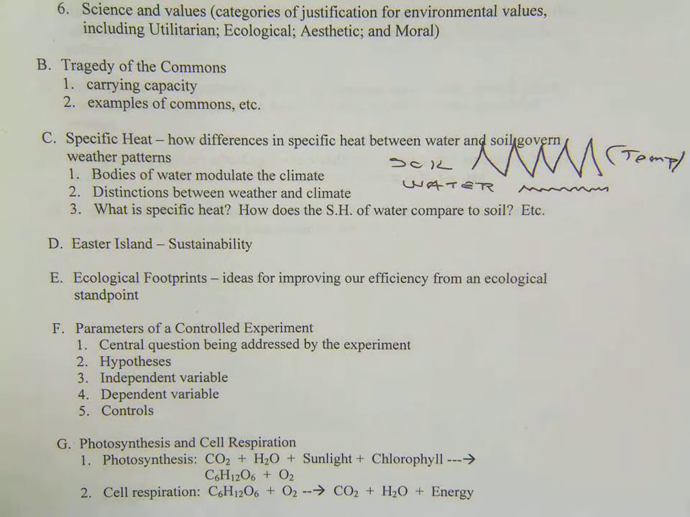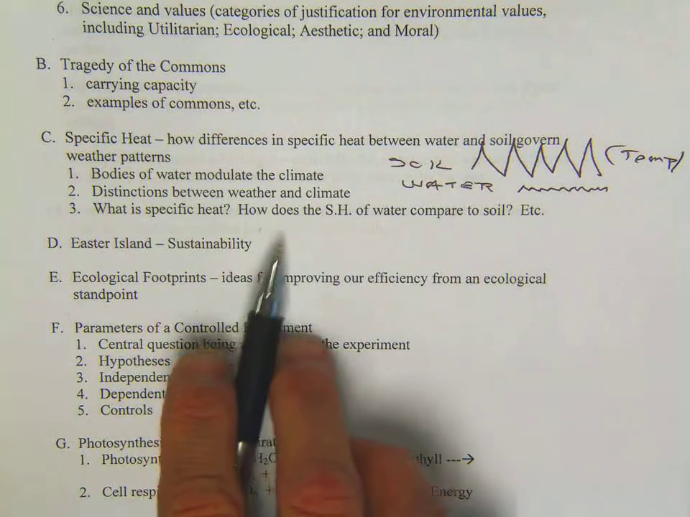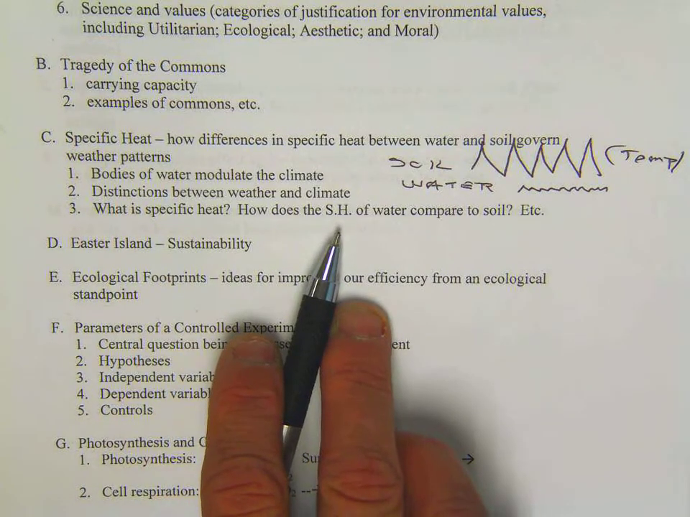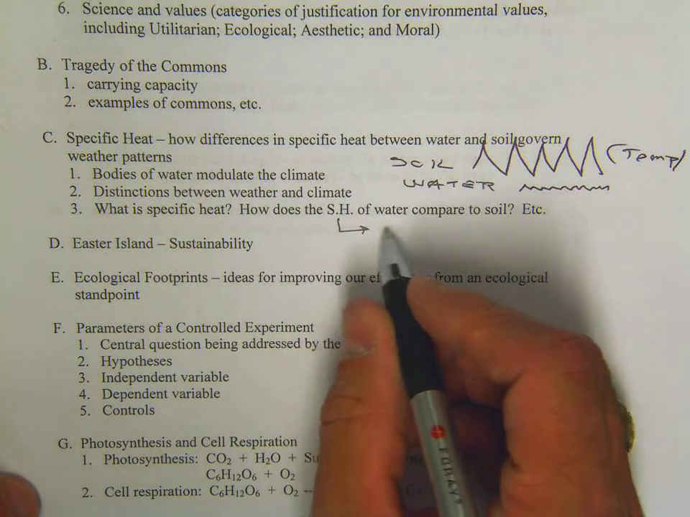Specific heat of water is very high. Soil is very low. So soil will heat up quickly, and it will cool off quickly. Water takes a long time to heat up and a long time to cool off. By the way, our bodies are largely made of water.